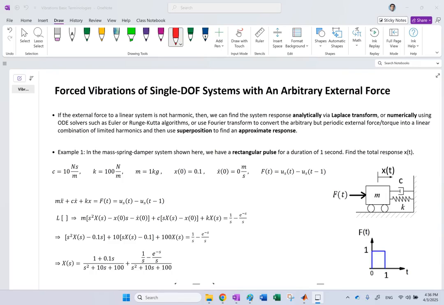Hello everyone. In this video, we are going to talk about forced vibrations of single DOF systems when the excitation force is an arbitrary force.